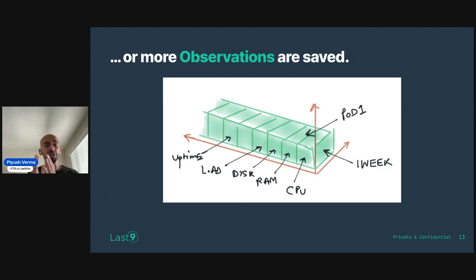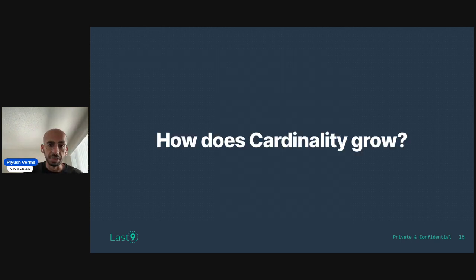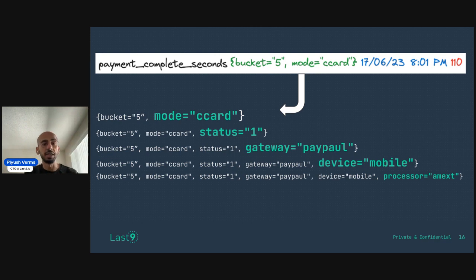Or you may say for the same machine, for the same duration, I will observe CPU, then I'll observe RAM, then I'll observe this, then I'll observe uptime. So it's going to stack this way. Or you may say for the same CPU, for the same time, I'm going to observe it for pod 1, pod 2, pod 3, pod 10, and so on and so forth, which is more number of things being observed. Now you pay attention. This is literally what cardinality is. This is how cardinality grows.